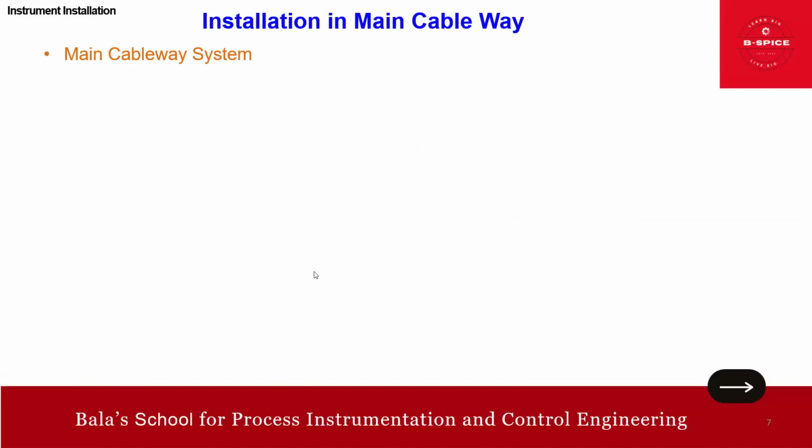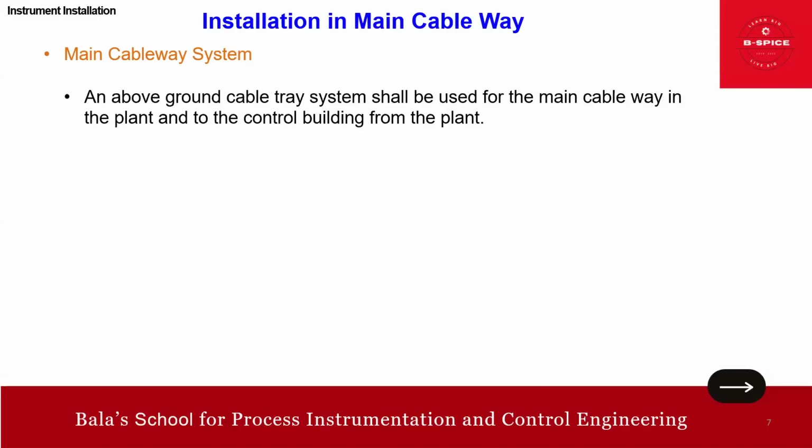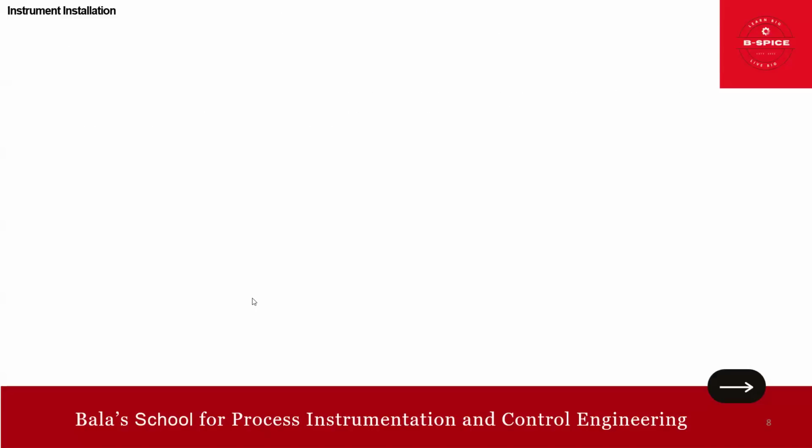Then main cableway system. An above ground cable tray system shall be used for the main cableway in the plant and to the control building from the plant. Basically, how you are bringing the cable. The cable tray will come in the pipe rack, then go into the control building, on the above ground cable tray. And in some cases, if that is not possible, then you follow trench routing. So that is the point.